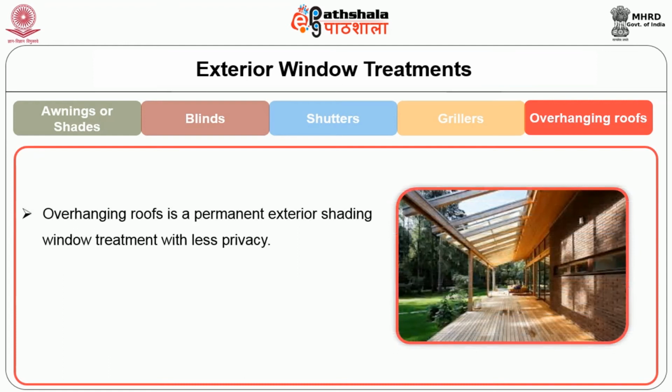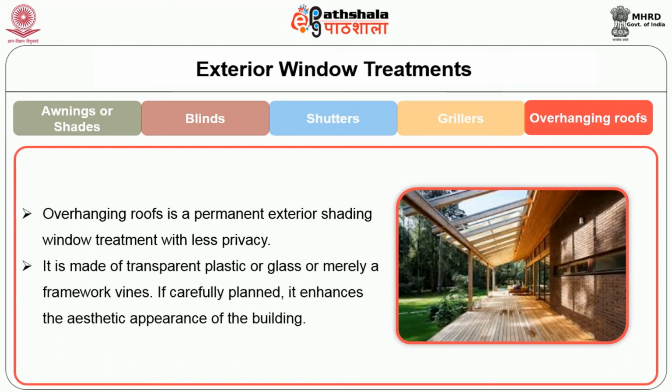Overhanging roofs are a permanent exterior shading window treatment with less privacy. It is made of transparent plastic or glass or merely of framework vines. If carefully planned, it enhances the aesthetic appearance of the building.